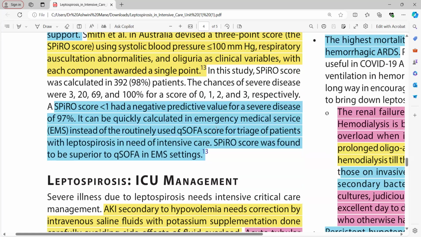It can be quickly calculated in the emergency medical services instead of the routinely used SOFA score for triage of patients with leptospirosis in need of intensive care. SPIRO score was found to be superior to SOFA score in the EMS setting.